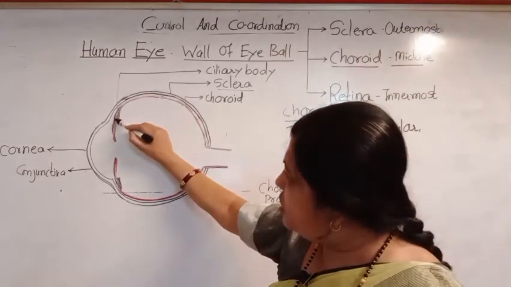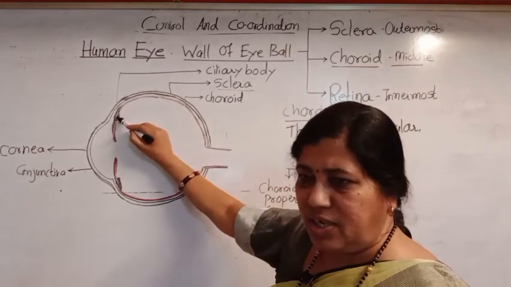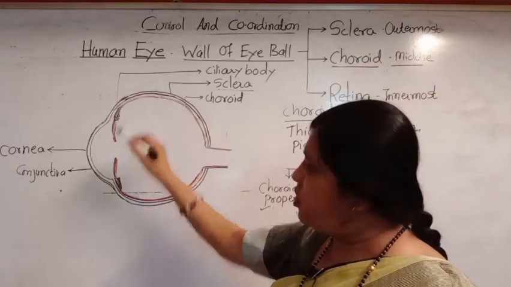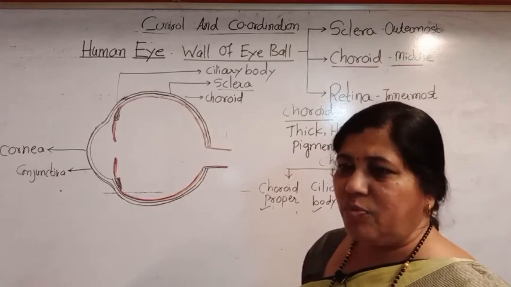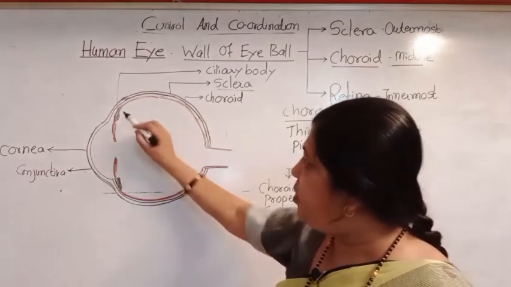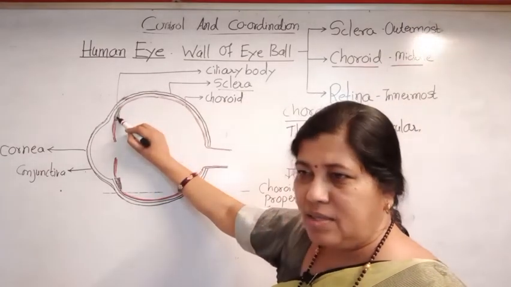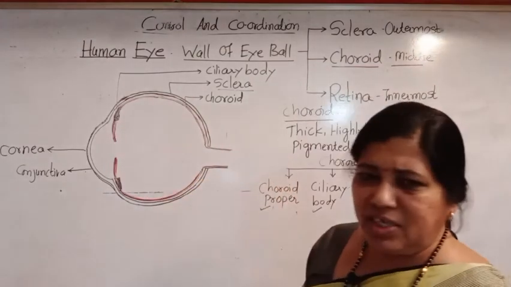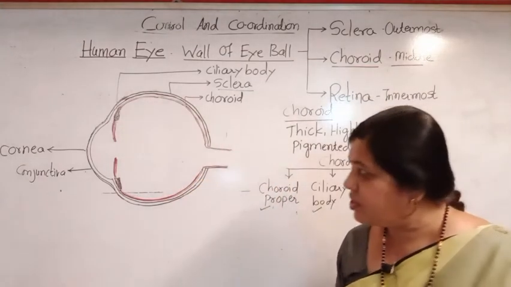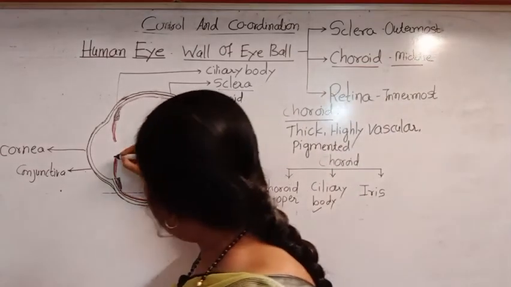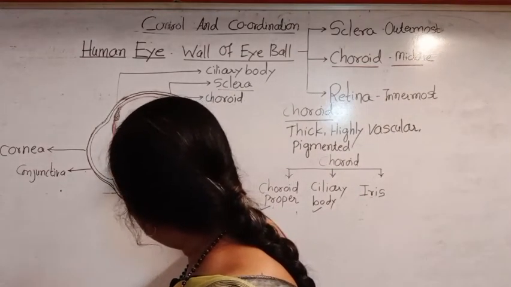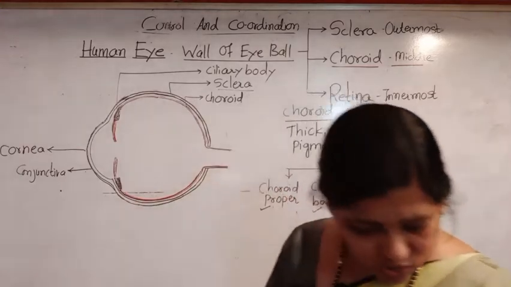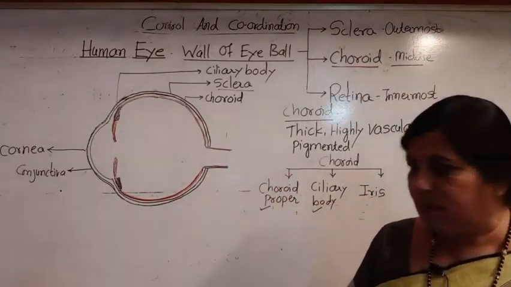Ciliary body is a thick triangular portion of choroid. It is muscular. Here muscles are present in the ciliary body. Any difficulty? So where is ciliary body located?